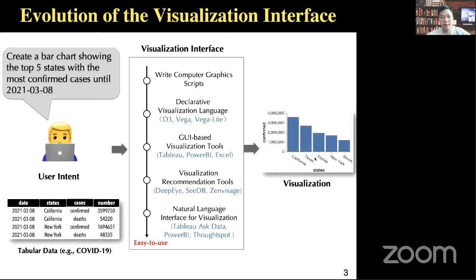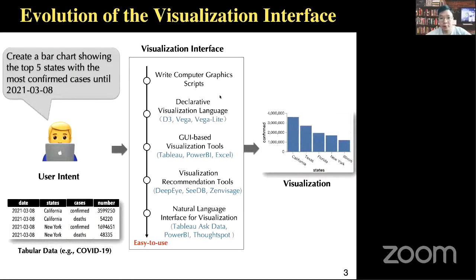We can look back at the evolution of the visualization interface. Suppose we have a COVID-19 dataset from the United States, and suppose the user wants to create a bar chart showing the top 5 states with the most confirmed cases. A long time ago, the user may need to write computer graphics code to visualize data. And thanks to declarative visualization languages, the user can use D3 or Vega-Lite, only using a few lines of code to visualize data.